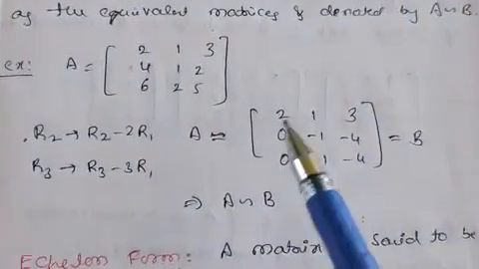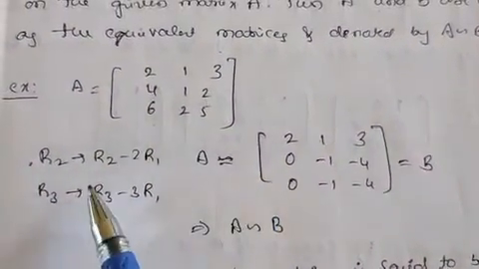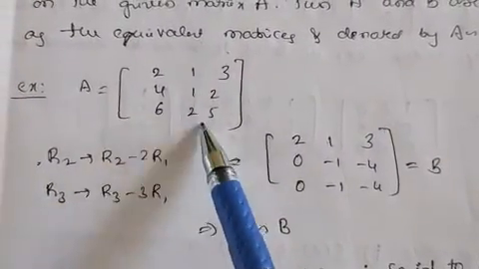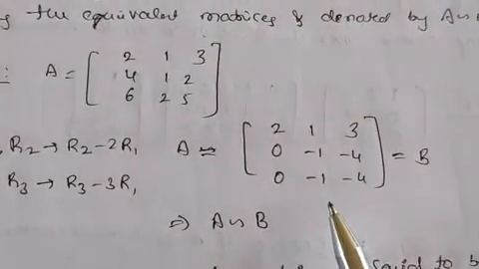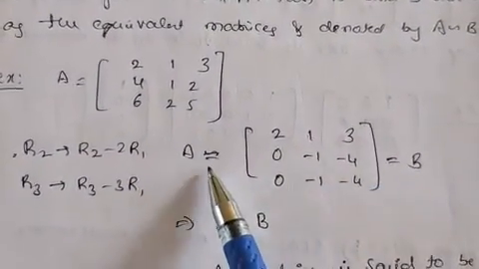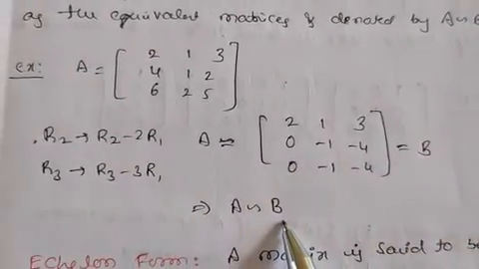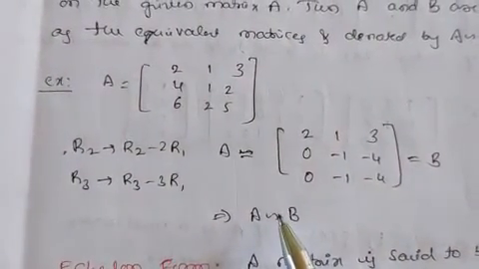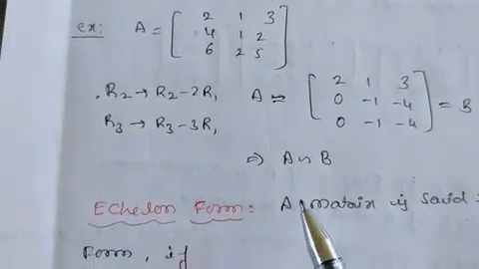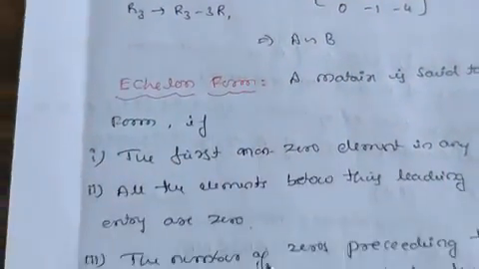Just now I told you in the previous example also, here it is A and I have done here R2 changes to R2 minus 2 R1 and R3 changes to R3 minus 3 R1. Same thing. So we will get like this. This is B. So we can take here A is equivalent to B. That is, by applying elementary transformation to any matrix, it doesn't change its value. So we can take this one as equivalent.